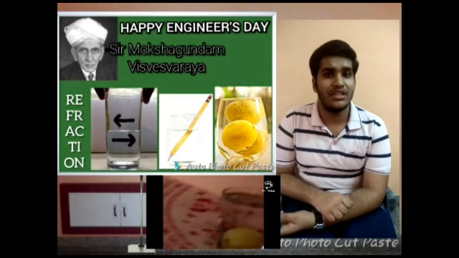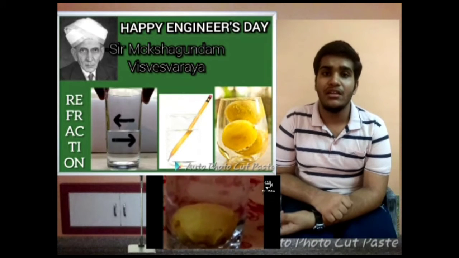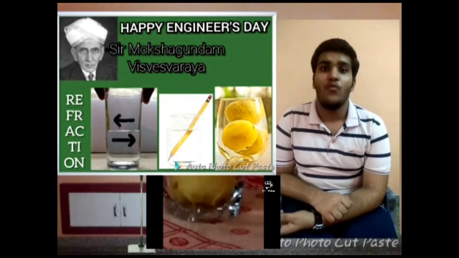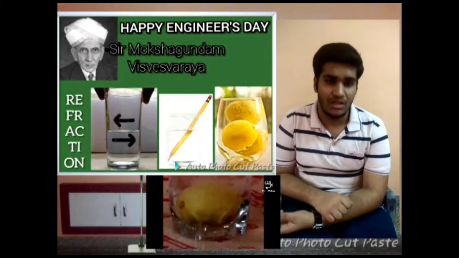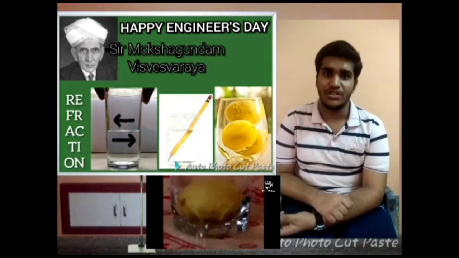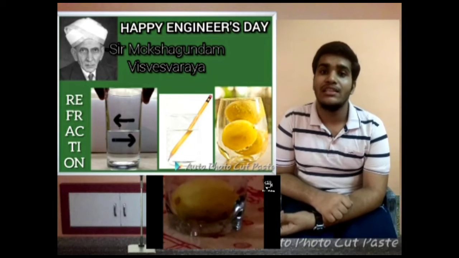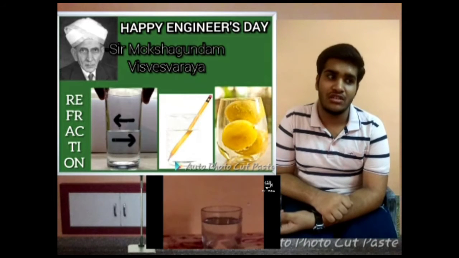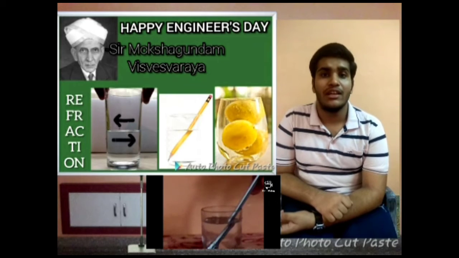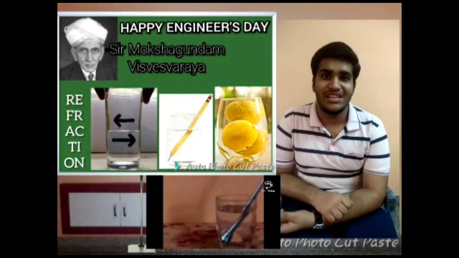The first activity is that a lemon is put inside water. First we take a glass filled with water and put a lemon inside the water. We are able to see that the lemon looks thicker. In the second activity, we take a pencil and a glass filled with water, and put the pencil inside the water. It looks like the pencil is broken.